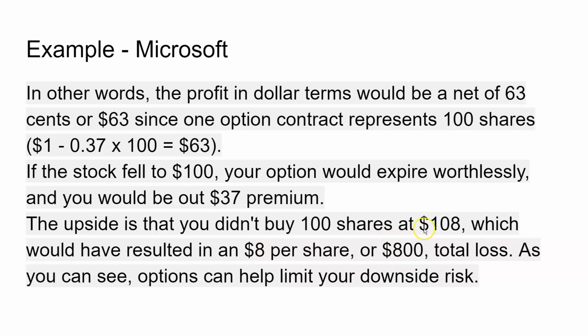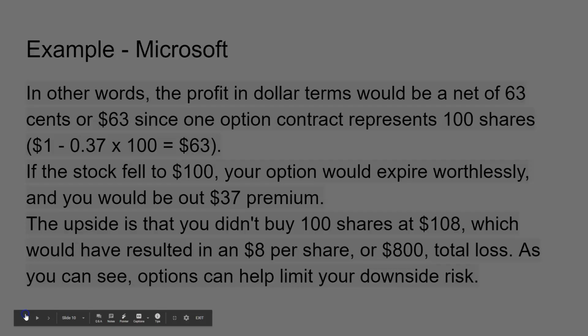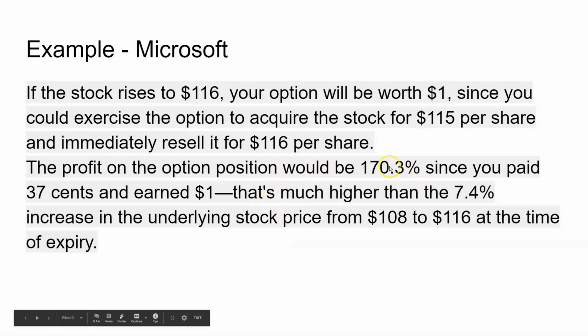So taking this option play, instead of buying the shares outright, you're buying the right to buy these shares. And these option plays can help you limit your downside risk. You're still going to make money if you're right. You're going to make exponentially more money than you did before. As you can see in this last slide, you're making 170.3% off your option trade, whereas you would have only made 7.4% off the straight stock trade.